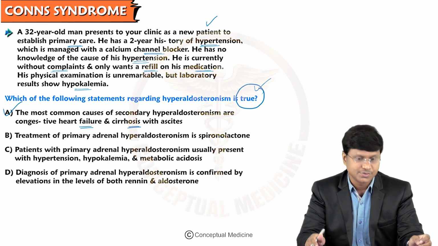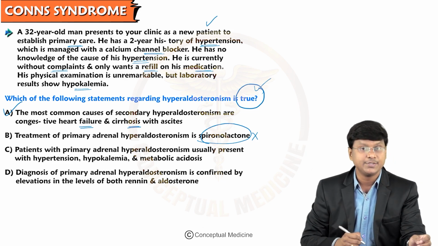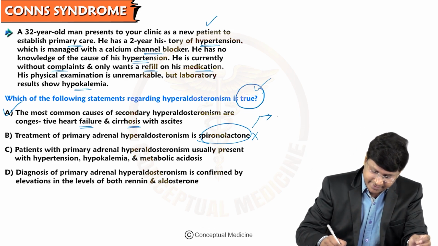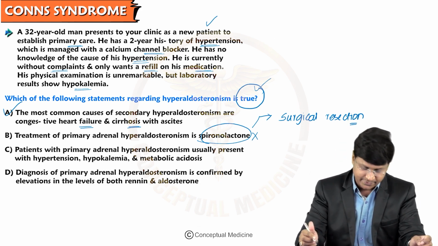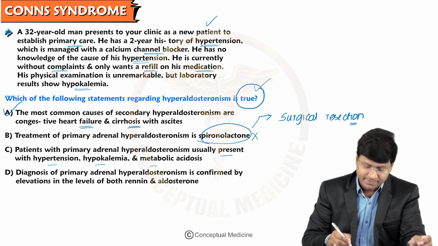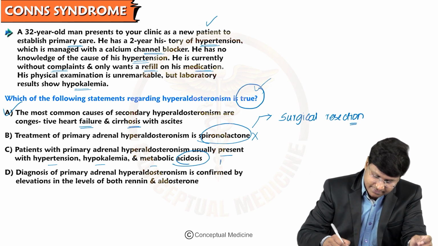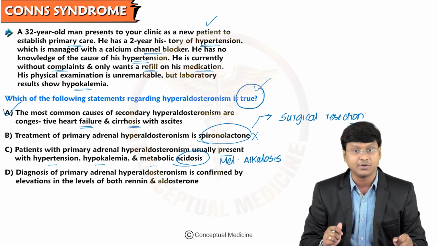Now, you take the other options. Treatment for primary hyperaldosteronism is spironolactone is a wrong statement. What did I tell you? For primary hyperaldosteronism, the treatment of choice is surgical resection of the tumor. And you take the third one. Patients with primary adrenal hyperaldosteronism usually present with hypertension, hypokalemia and metabolic acidosis. Remember, they don't present with metabolic acidosis. They present with metabolic alkalosis, not metabolic acidosis.